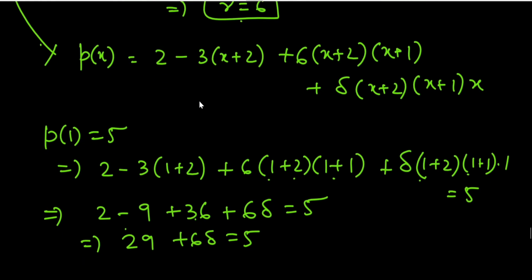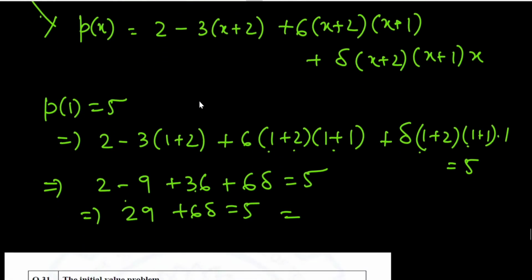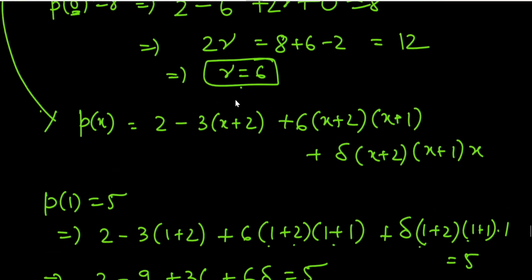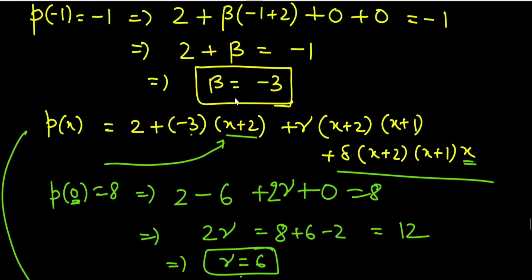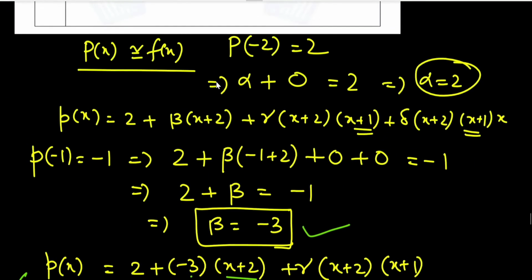And this gives delta equal to 5 minus 29, minus 24 by 6, this gives minus 4. So the value of delta should be minus 4. Therefore delta equal to minus 4, gamma equal to 6, beta equal to minus 3, and alpha equal to 2.